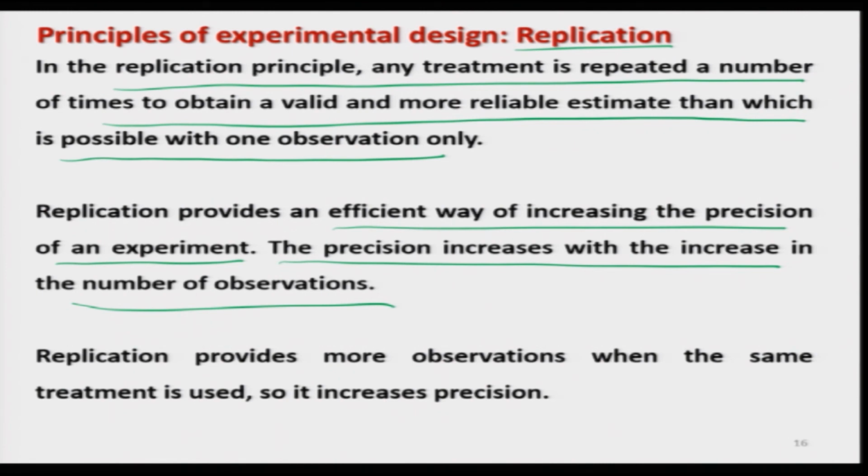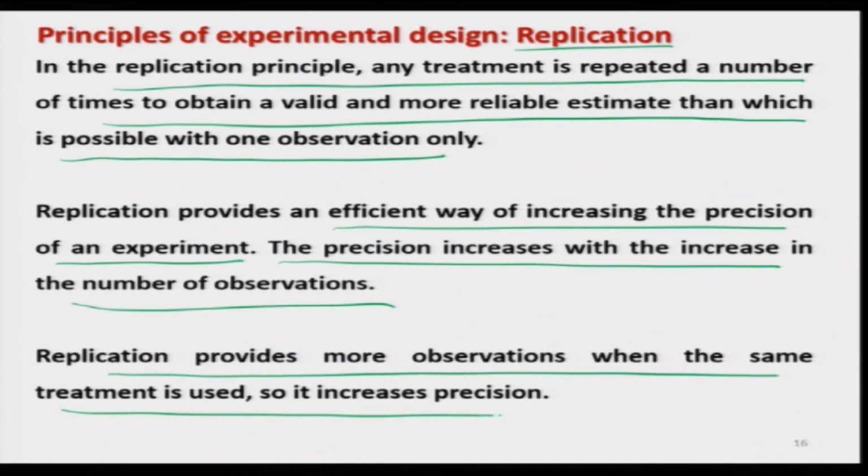For example, if you have an estimator like a sample mean, then we know the mean of the observations has a variance which is sigma square upon n, if every observation has a variance sigma square. So, you can see that it depends on the value of n, meaning if you have more observations, this variance is going to be less. Right. So, replication provides more observations when the same treatment is used. So, ultimately it increases the precision or reduces the variability.